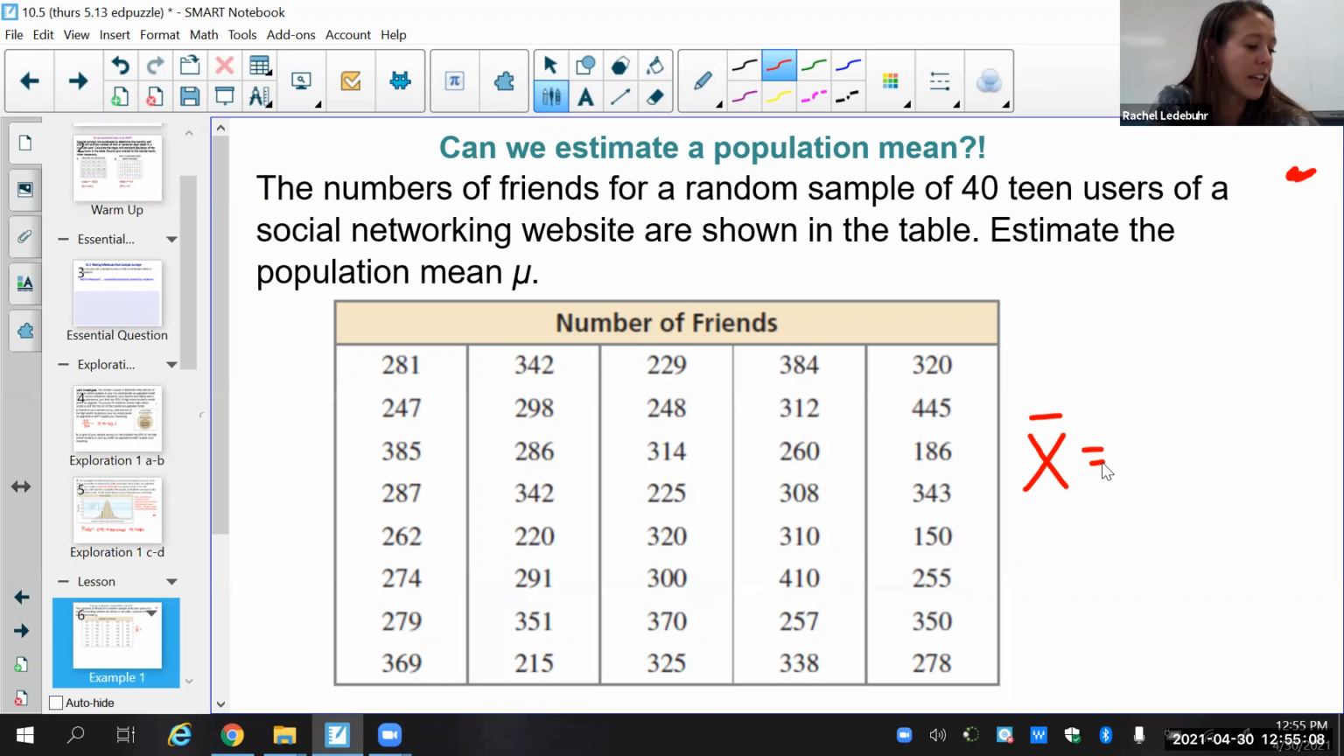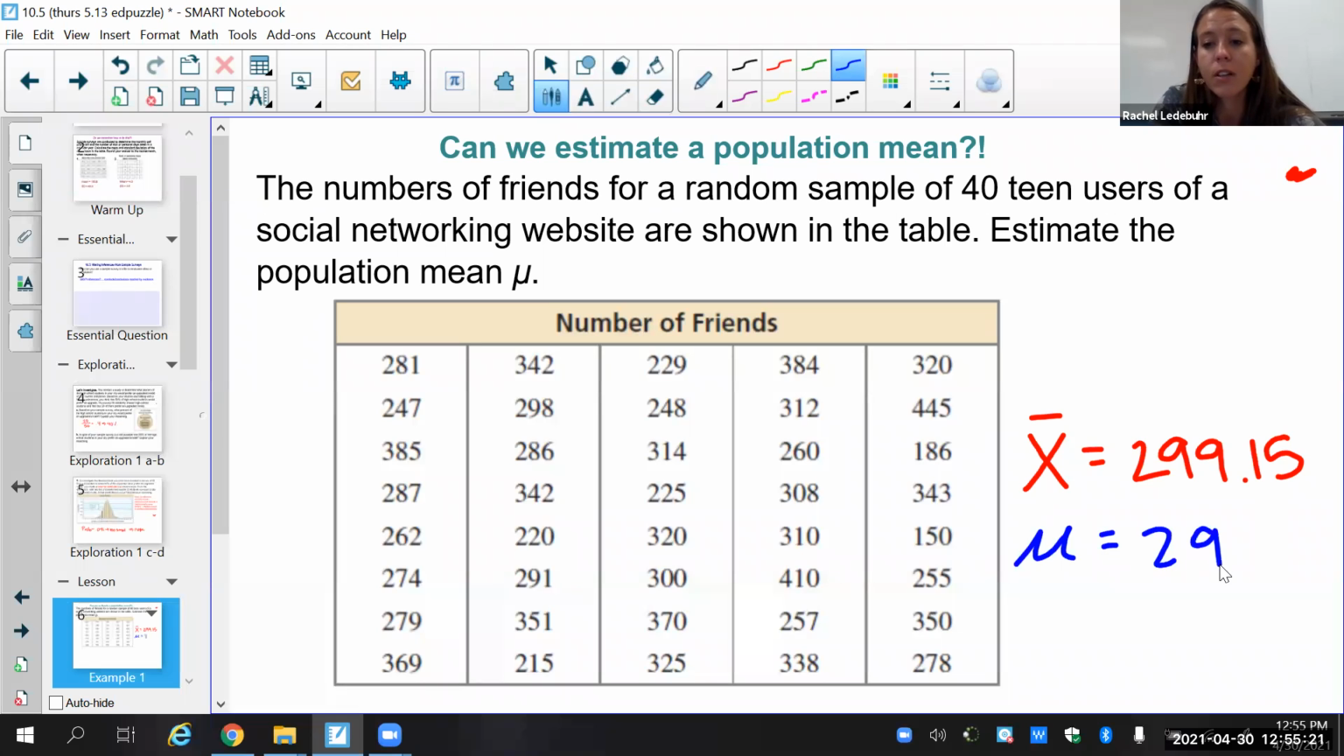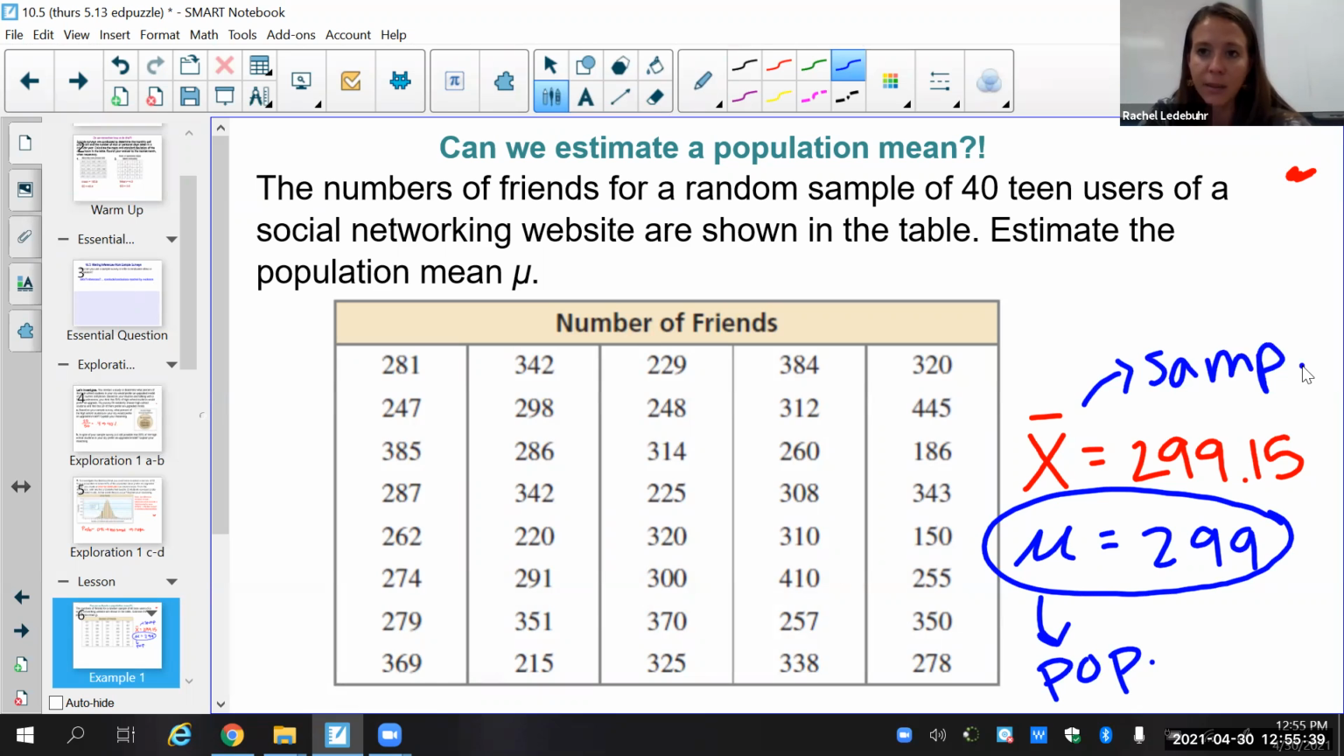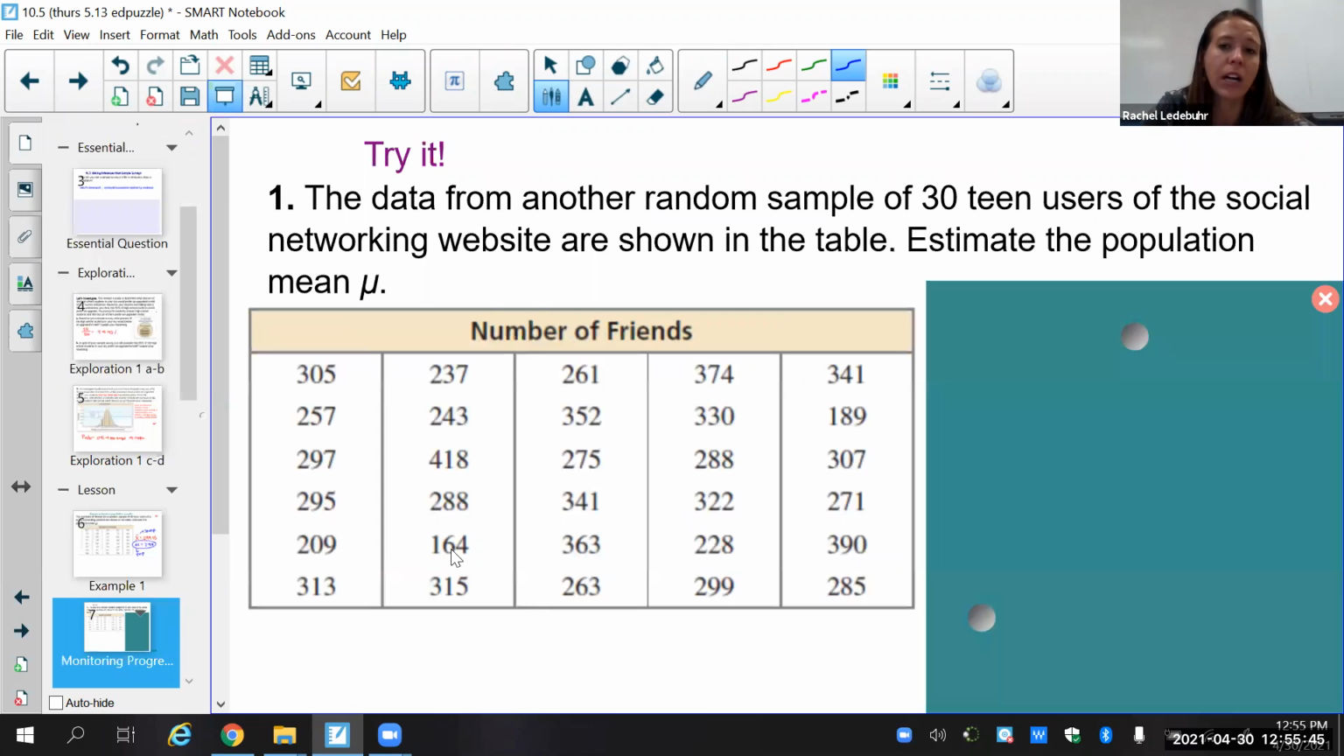Okay, hopefully you found X bar to be 299.15. Okay. All we have to do for estimating the population mean is we're going to round. 299. Done. Okay. So if you need to jot yourself a note, typically we use that mu for the population mean, and we're going to use this for the sample mean. At the beginning, we used these a little bit more interchangeably, and now we can define them a little bit more. Okay, so go ahead and test that out once more.